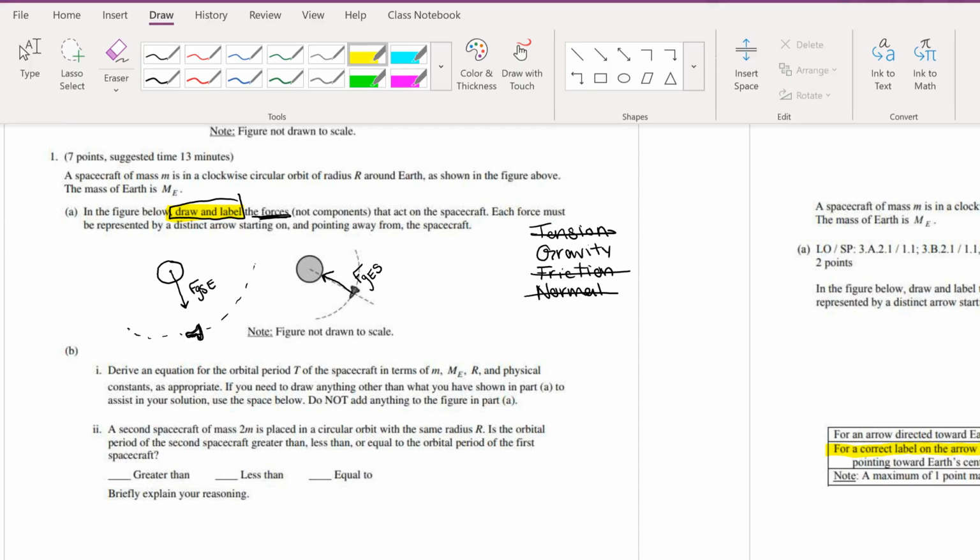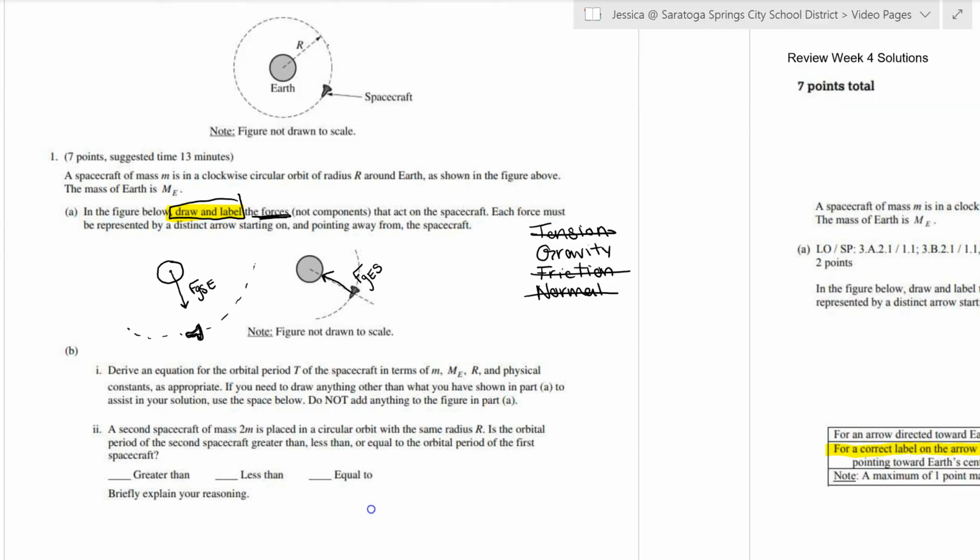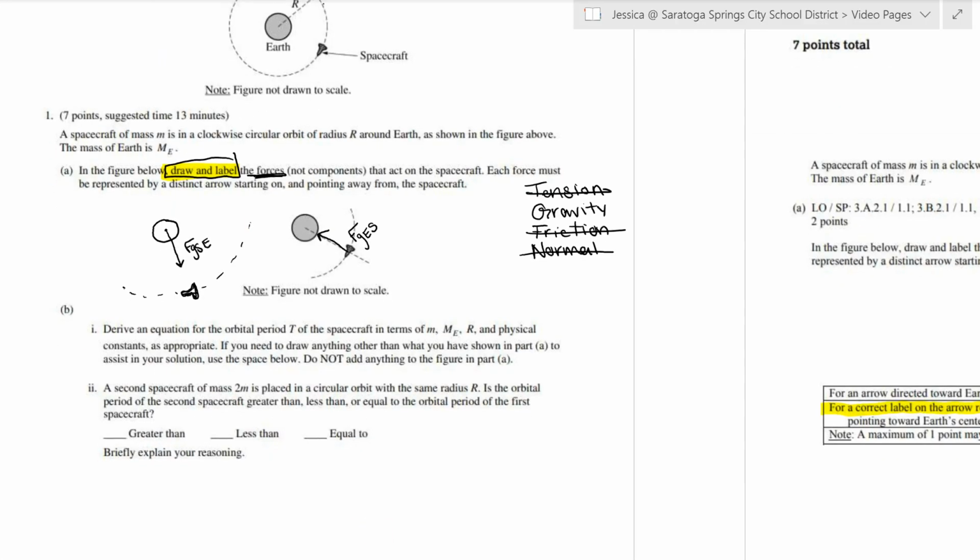Then we have B, part I: derive an equation for the orbital period of the spacecraft in terms of little m, the mass of the Earth, the radius, and physical constants, as appropriate. If you need to draw anything other than what you have shown in part A, do not draw it on part A.